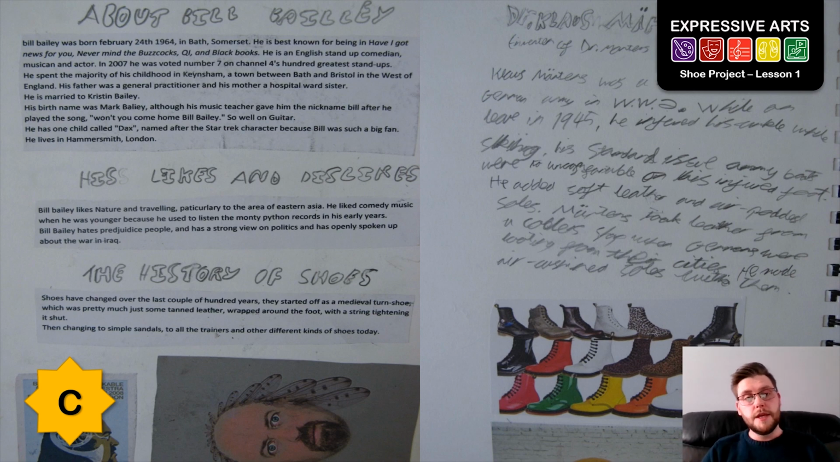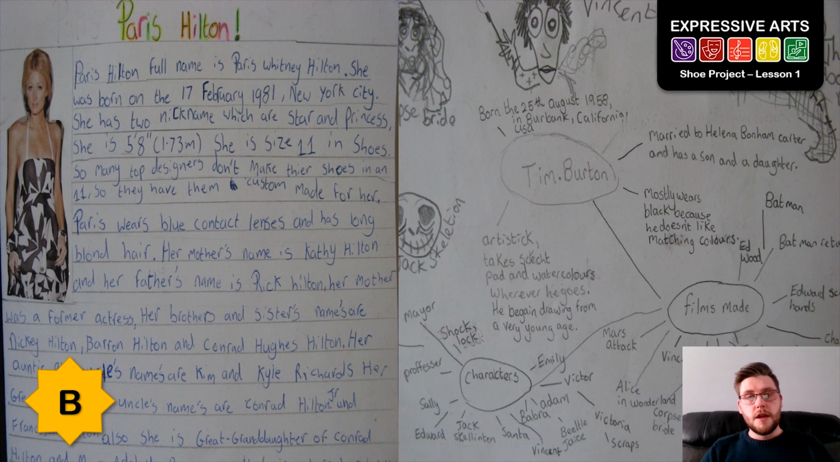So if we move into the B category, now this one is very similar to the other one, but it's all written out in the pupil's own words. And it's also got lots of sketches and lots of ideas and thoughts put into there. And it's because of those thoughts that this grade has moved up a level.